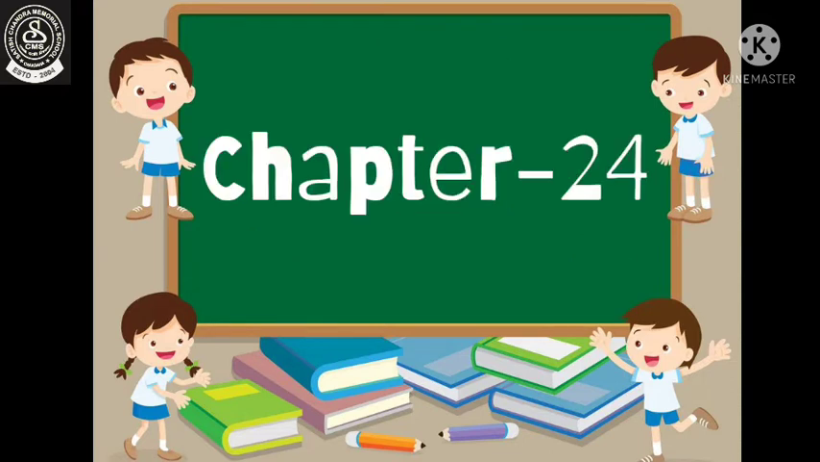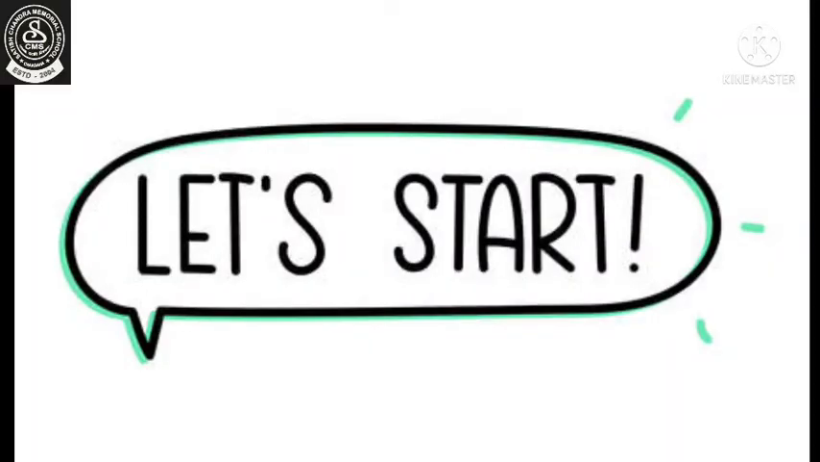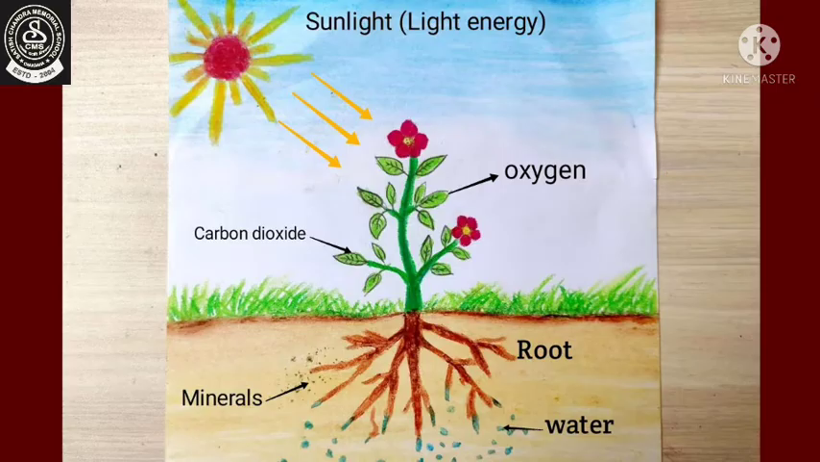Today, we will be continuing with chapter number 24, that is Web of Life. So, let's start. In the previous day, we were reading about plants, how we and plants are dependent on each other. So, let's start with this only today.